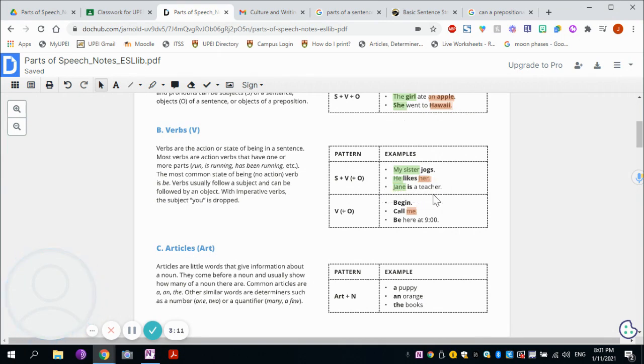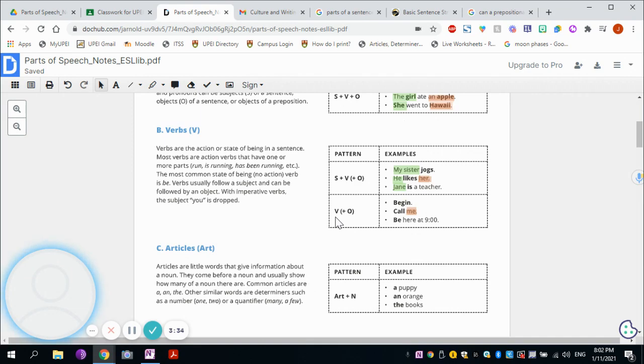Jane is a teacher. Subject is Jane. Is the verb. Now this is a non-action verb, so we don't really have an object, but we do have another noun, which is a teacher. So this sentence gives us more information about Jane.